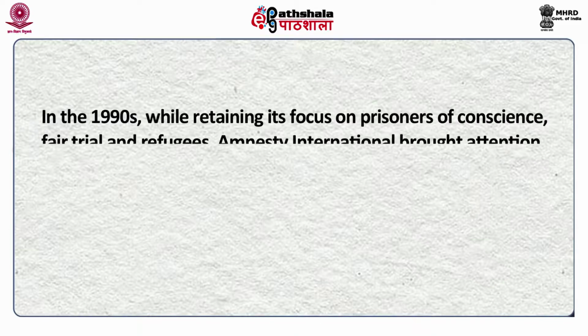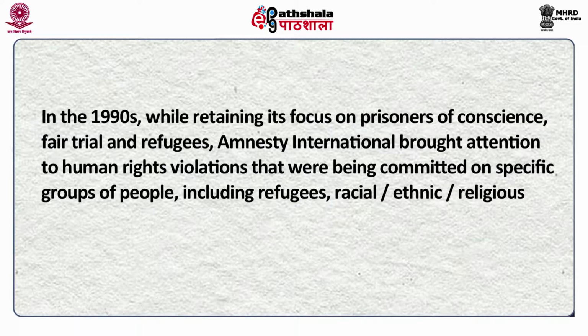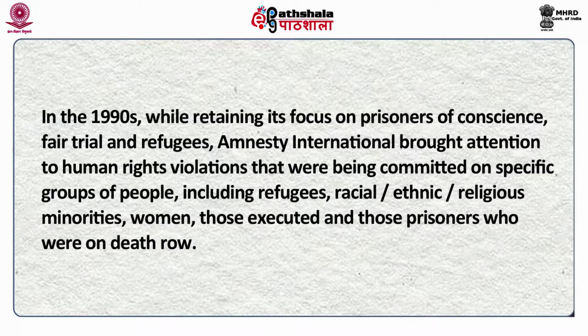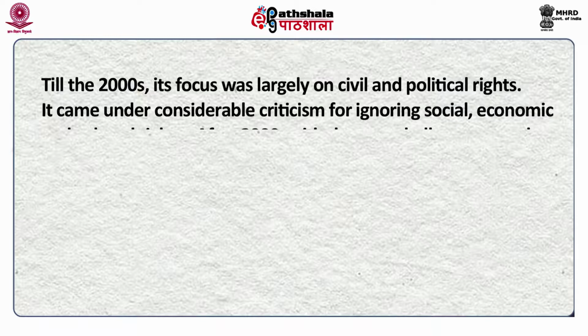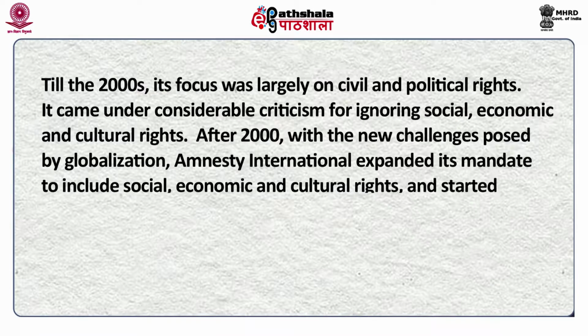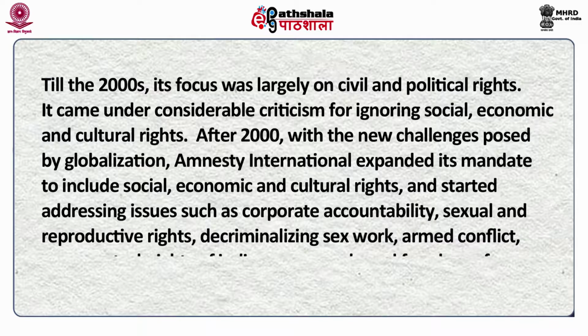In the 1990s, while retaining its focus on prisoners of conscience, fair trial and refugees, Amnesty International brought attention to human rights violations that were being committed on specific groups of people. Who were these groups of people? These included refugees, racial, ethnic or religious minorities, women, those executed and those prisoners who were on death row. Till the 2000s, its focus was largely on civil and political rights within the gamut of human rights.